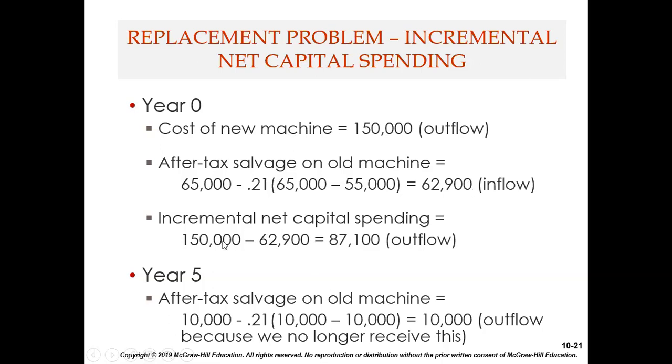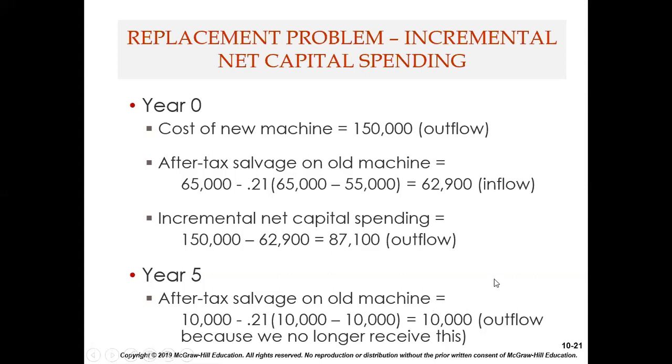So what is our ultimate net inflow or outflow on year 0? We'd have to pay $150,000. We'd get $62,900. So our outflow, $87,100. Now, if we weren't selling the old machine, we wouldn't have to do all of the steps 2 and 3. But it's because we're selling the old machine at year 0 that we have to show those impacts.